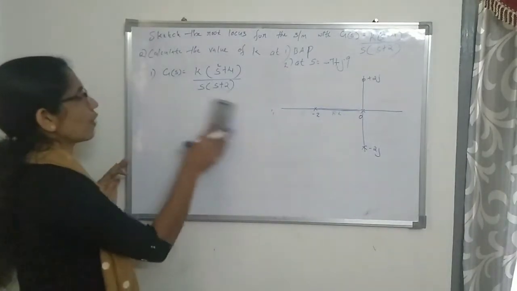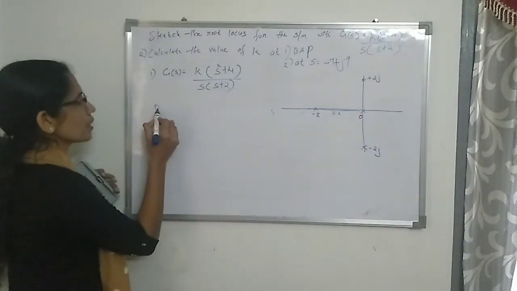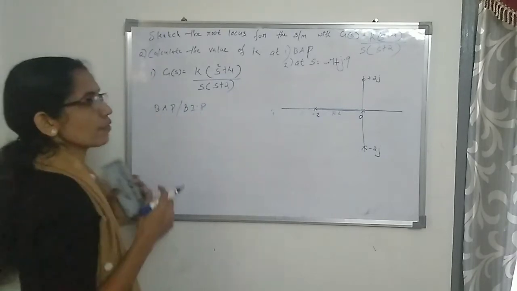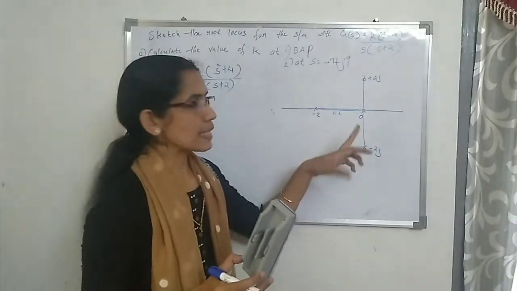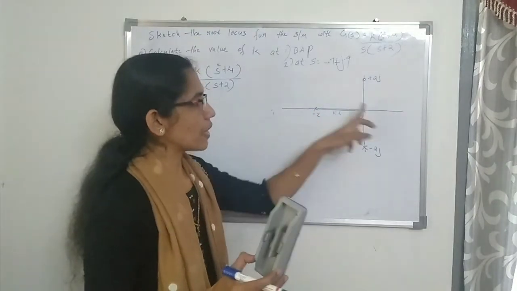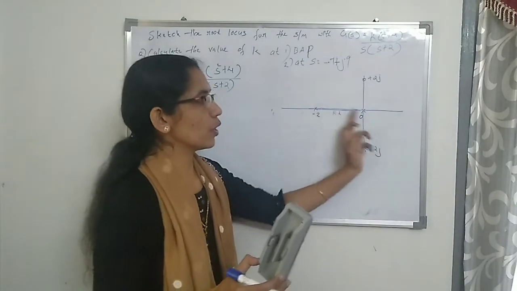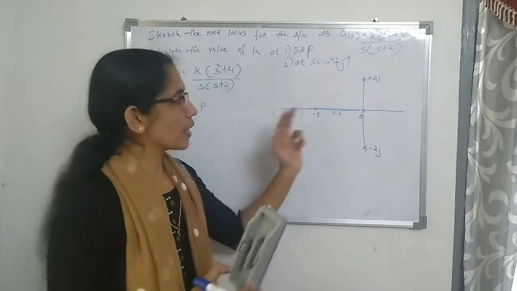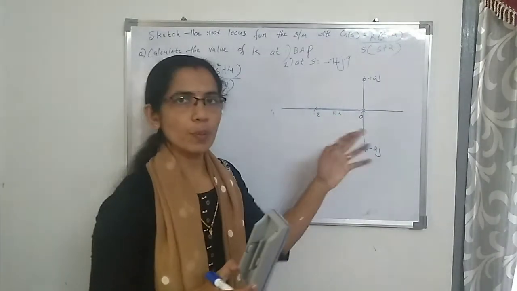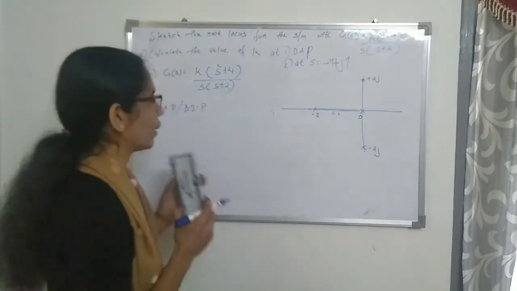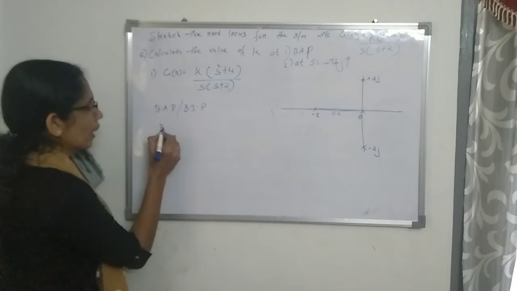Next we need to find the breakaway point or break-in point. From the real axis it is clear that a root locus branch exists between two poles. If a root locus branch exists between two poles, there will be a breakaway point. So find out the breakaway point.